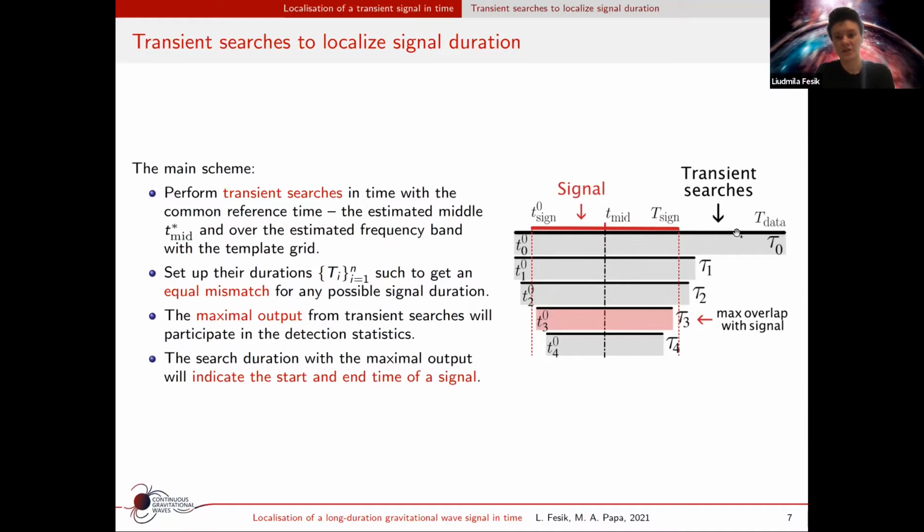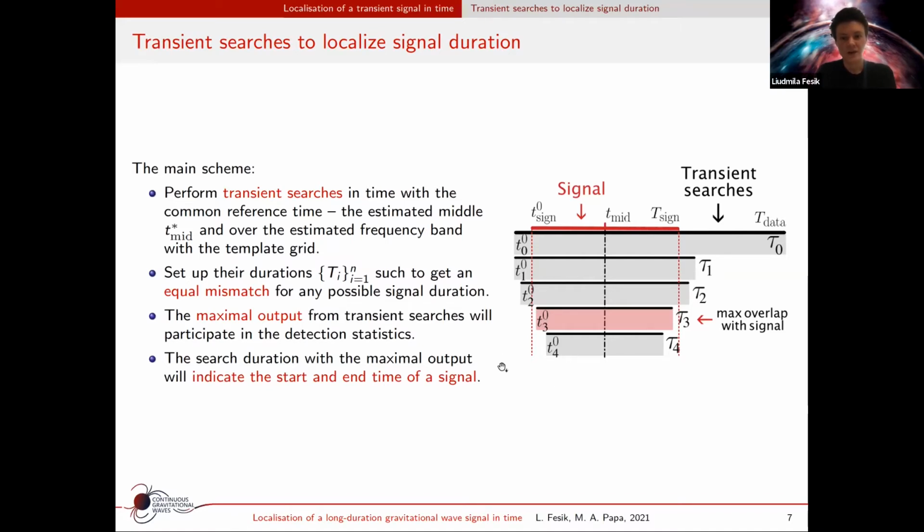On this scheme, the first duration, actually the zero-duration initial search, covers all the data, given by the first line, and all the following lines represent the transient searches. We find the first duration as the minimum span between the start time of the data and the estimated middle time, or the end time of the data and the estimated middle time. We choose the minimum; in this case, the minimum is with the start time. So we set up the first duration, and all the following durations in time we set up such as to get approximately the same mismatch to any signal duration. I don't cover here the question of how exactly we set up the transient template searches in time, but it's simple to set them up to get equal mismatch.